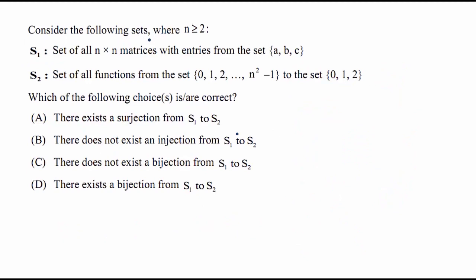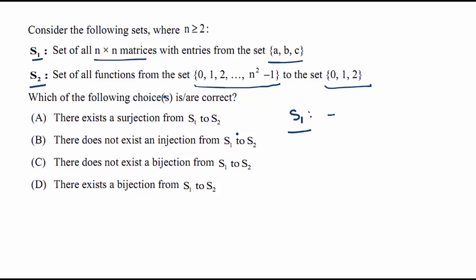Okay. So let's try to solve this question. What they are saying is that there is a set S1 and a set S2. S1 is the set of all n×n matrices with entries from the set {A, B, C}. And S2 is the set of all functions from this set to this set. Let's first see what S1 and S2 are, and before that, let's check what they are asking. They are asking about surjection, injection or bijection from S1 to S2.